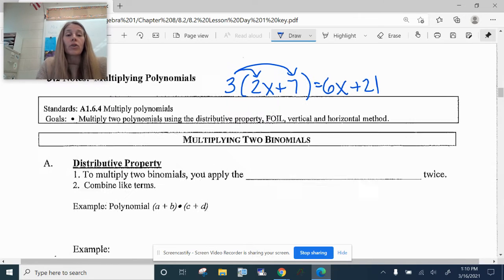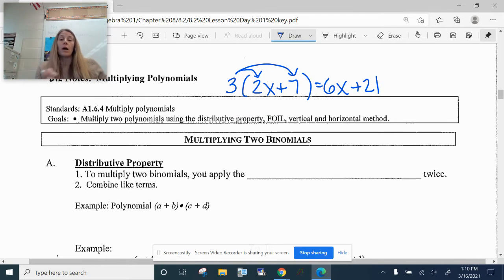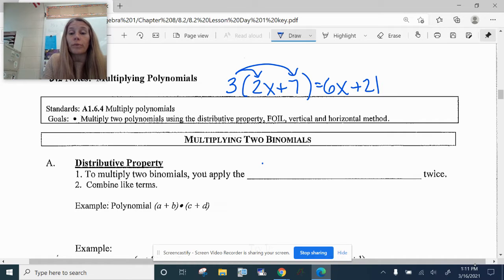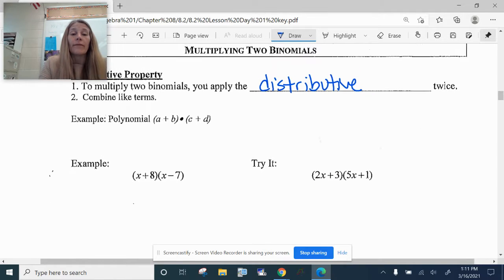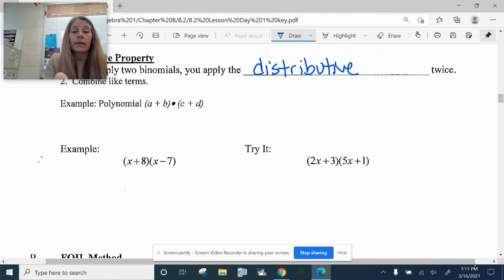Well, now we're going to start talking about multiplying not a monomial to a binomial, but maybe multiplying 2 binomials together, or a binomial and a trinomial, or things like that. So essentially, to multiply 2 binomials, you would apply the distributive property twice. So for example, if we have this example here, a plus b times c plus d.